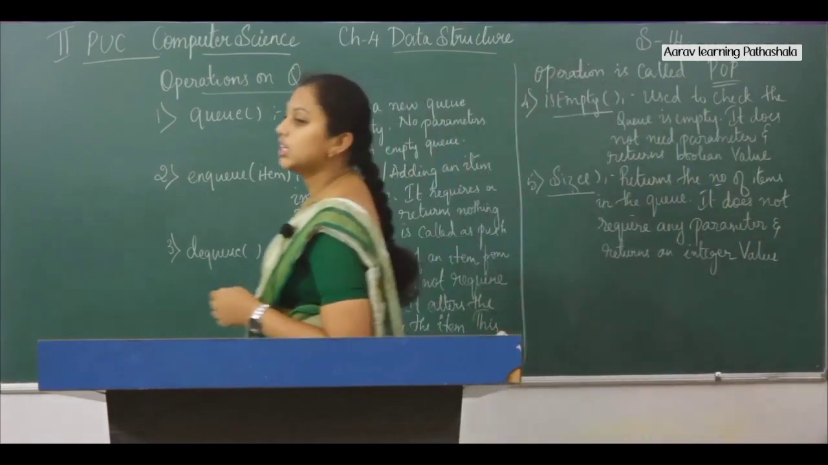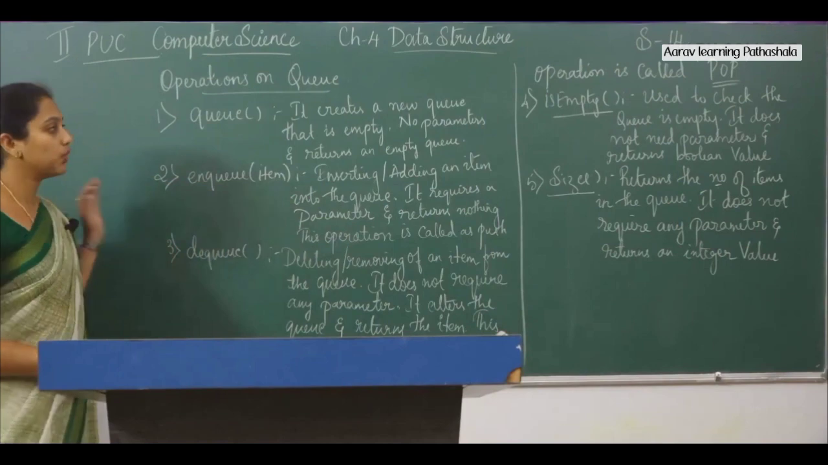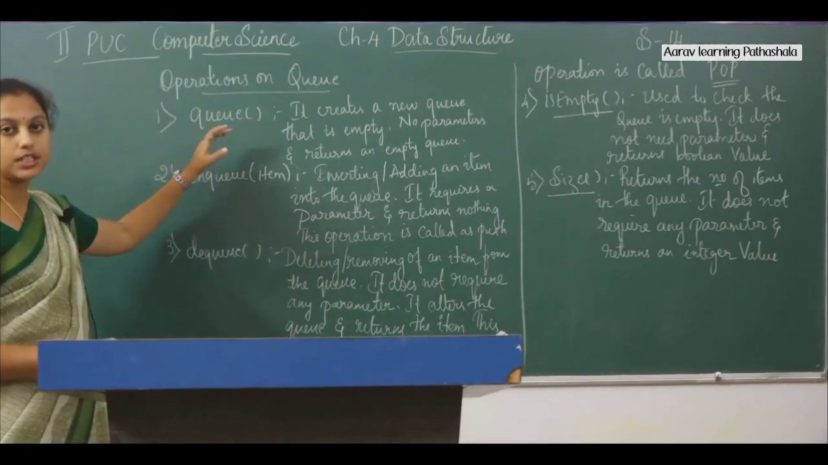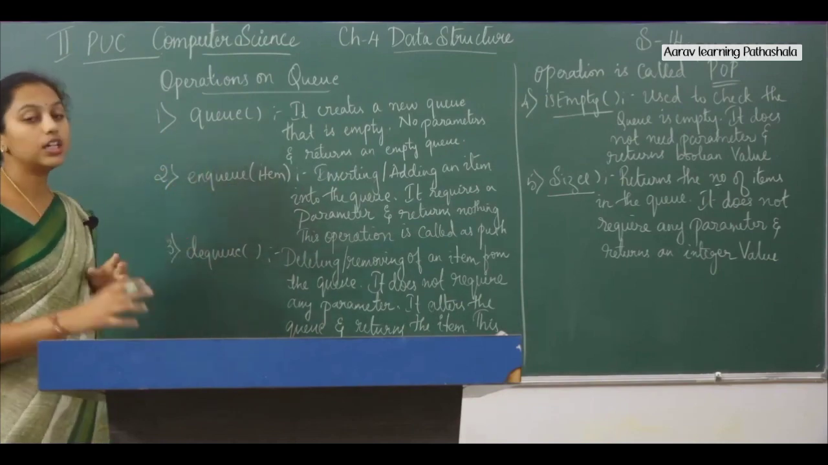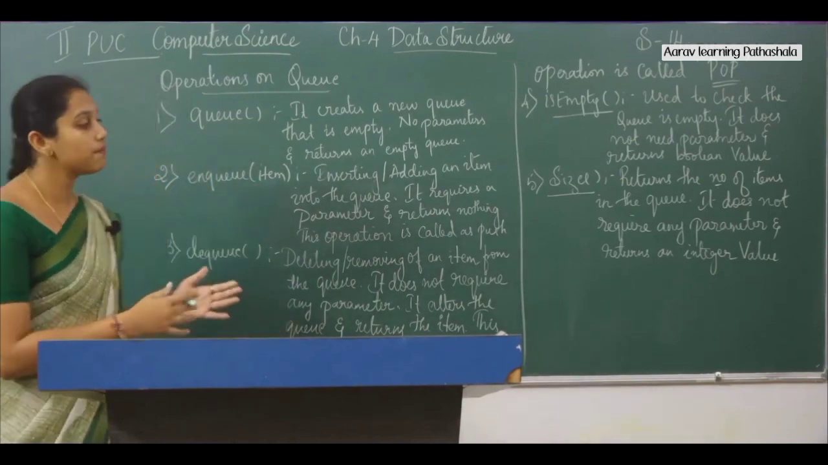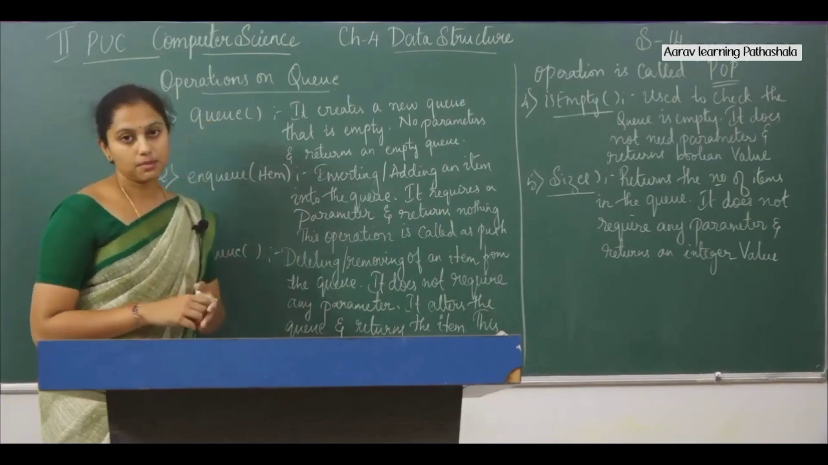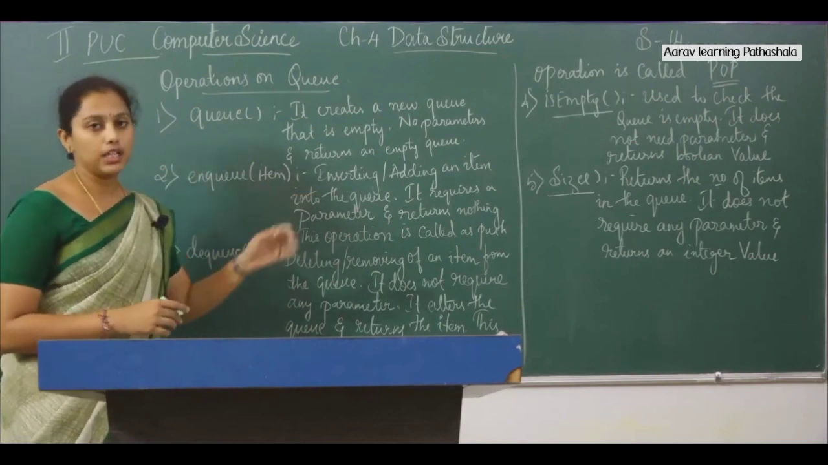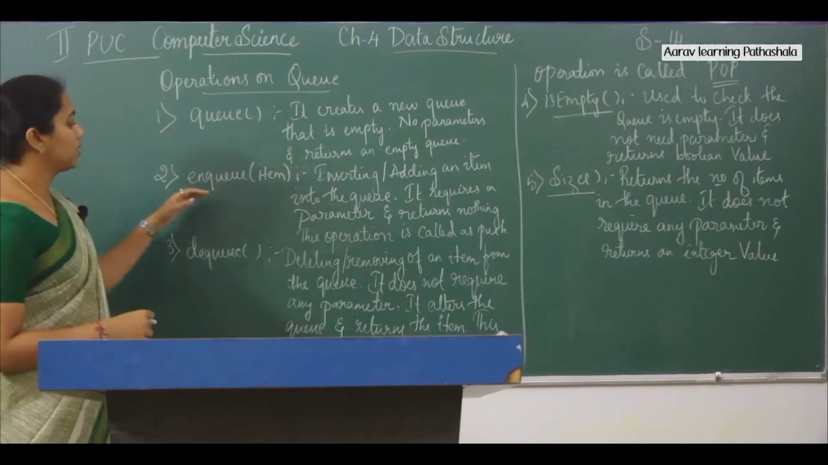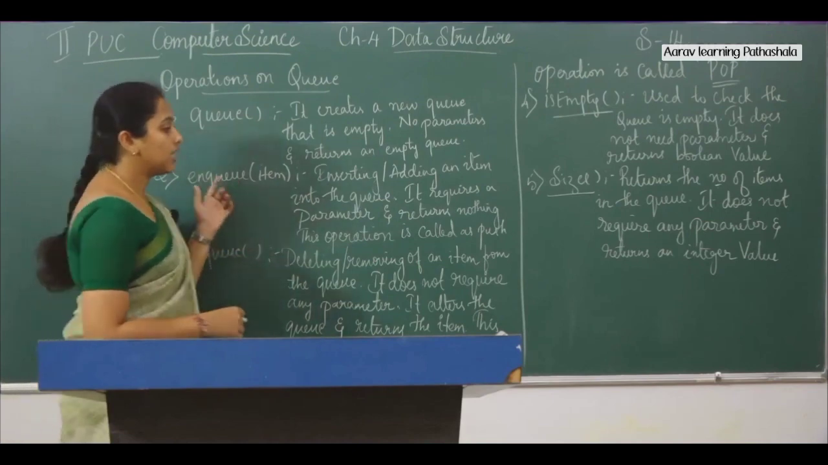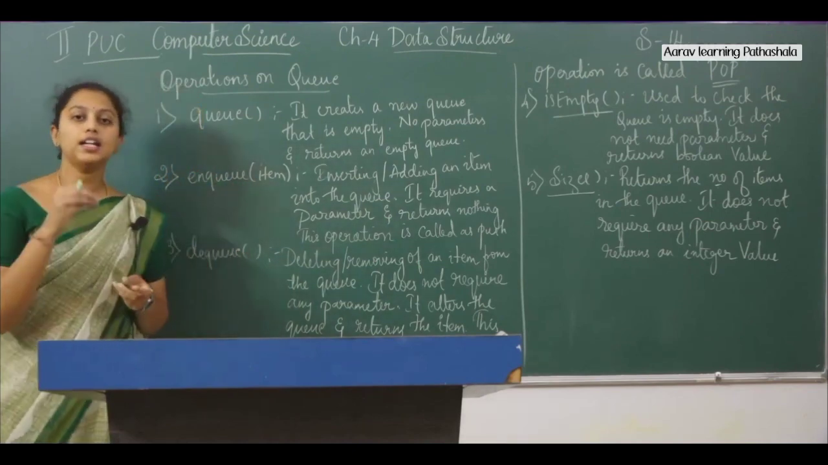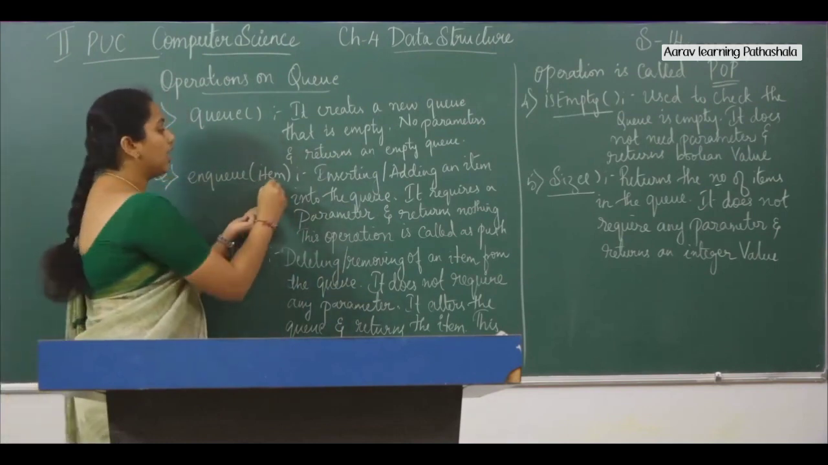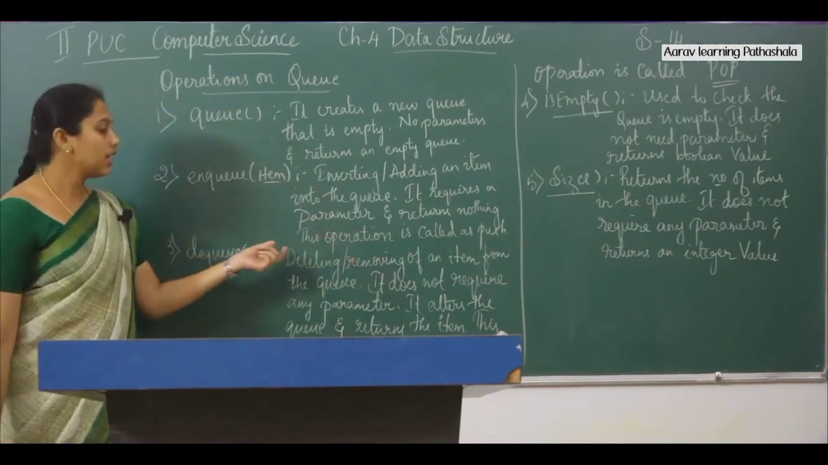So these are all the operations we can perform on a queue. The first operation is the queue operation. It is used to create a new, empty queue. It does not require any parameters and returns an empty queue. The second operation is the enqueue function, used to insert or add an item into the queue. It requires a parameter called item and returns nothing.